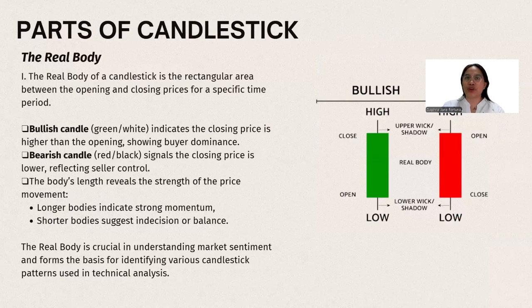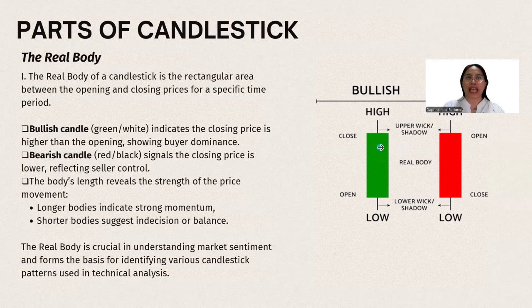Now, what are the parts of the candlestick? Let's first tackle the real body, also known as the candle body. It is the rectangular portion of the candlestick, which represents the price range between the opening price and the closing price for a specific time period. It can be distinguished by its color and the length of its body.